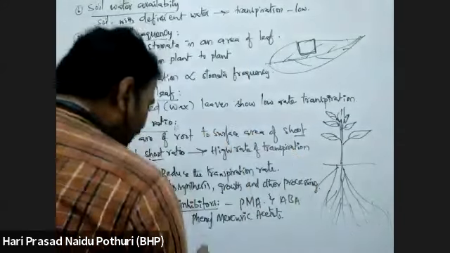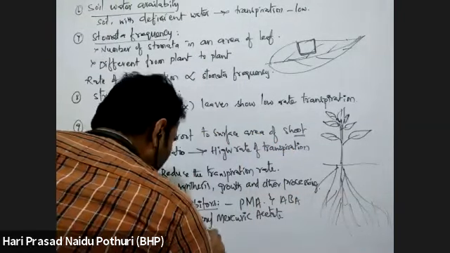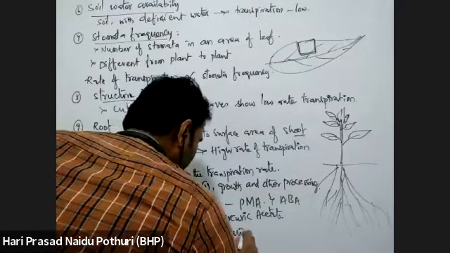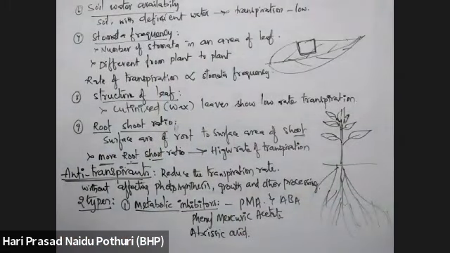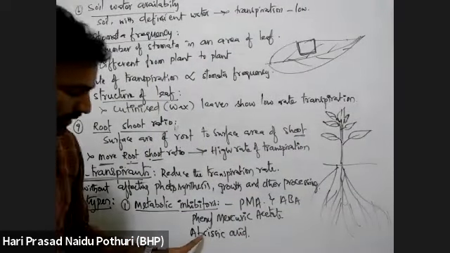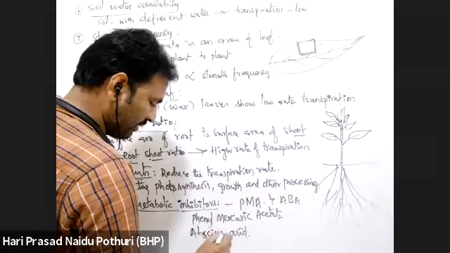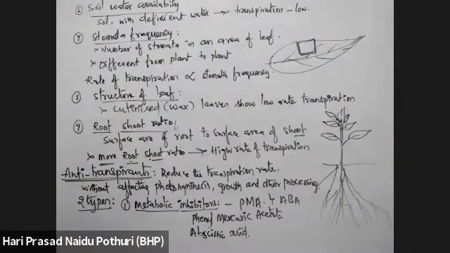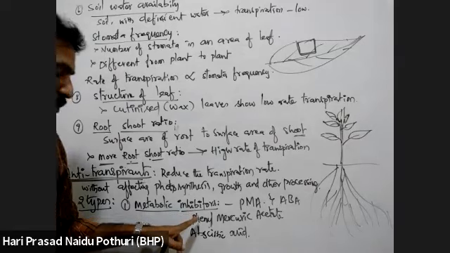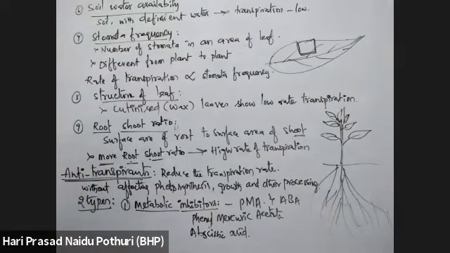And the plant growth regulator ABA. ABA stands for abscisic acid. Abscisic acid and phenyl mercuric acetate are produced in metabolism. They can prevent the rate of transpiration. Phenyl mercuric acetate and abscisic acid are the major metabolic anti-transpirants.